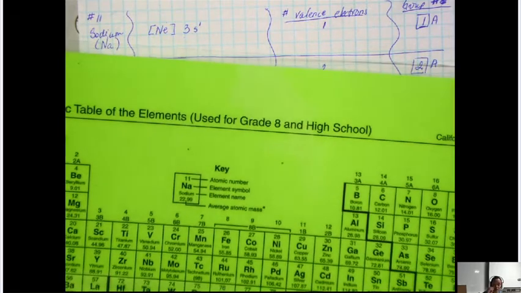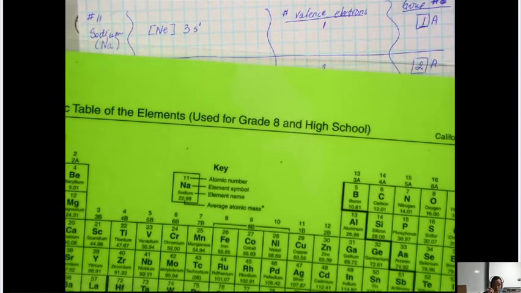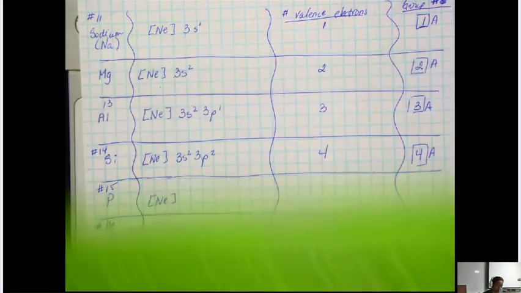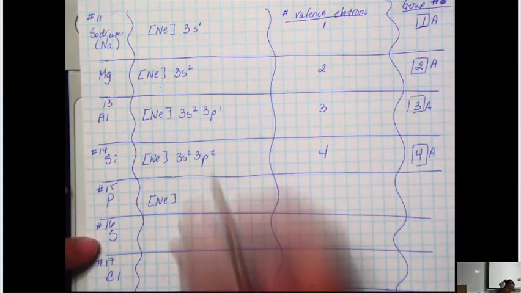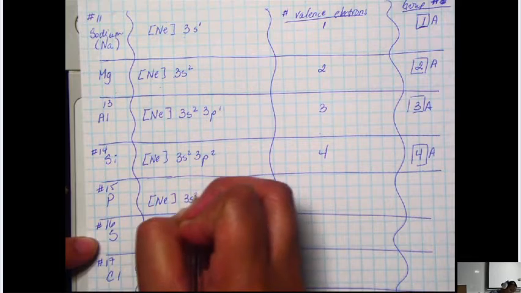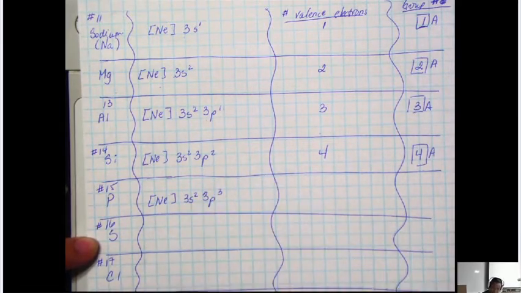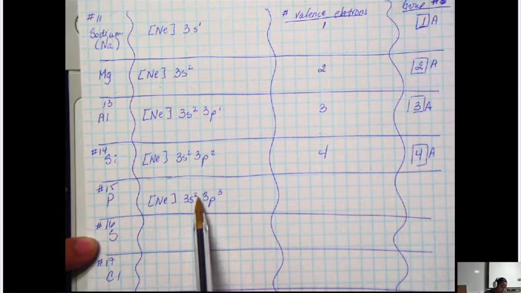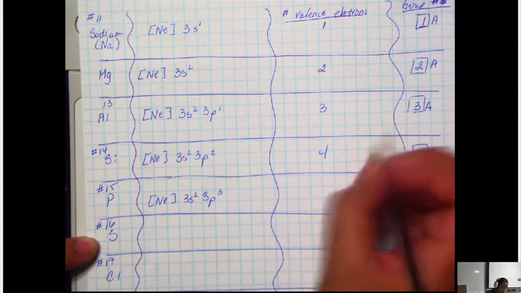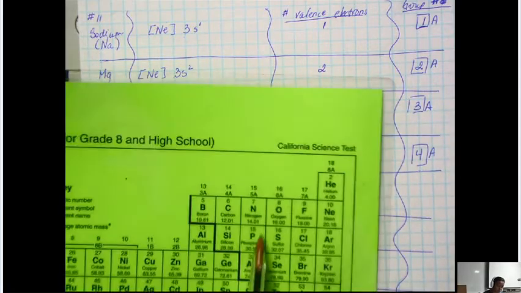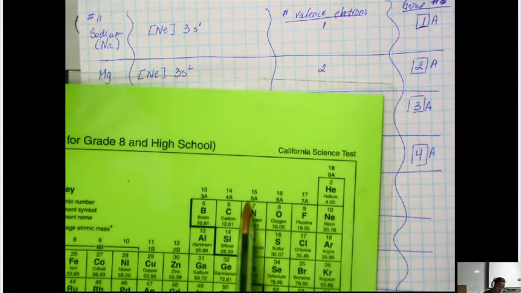If you don't remember how to do this, go back and look at the chart that we used, the one we had for the orbital filling, the one with the arrows. Pull that up so that you can use that. So this is going to be 3s2, 3p3. Phosphorus ends on a 3p3. So 2 plus 3 is going to give you 5 valence electrons. And the group number for phosphorus is 5A.